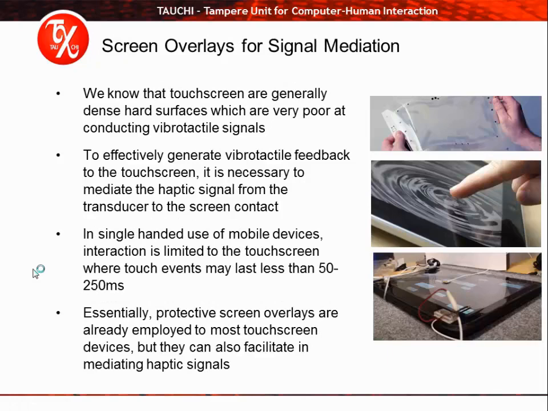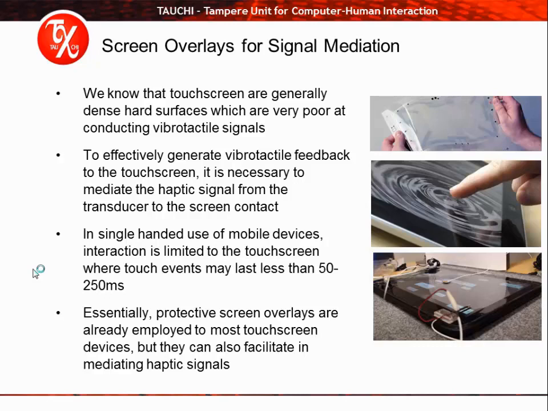Okay, so now we move on to what the paper discusses, which is screen overlays. If we see the touchscreen or the touch points on the touchscreen as the center of the haptic feedback, that is not how mobile devices are designed these days. And the hard surface of the touchscreen also is not very conducive to the vibrotactile signal being transmitted from wherever the transducer may be. So to effectively generate vibrotactile feedback on mobile devices, it is necessary to mediate the signal between the source and the touch points.